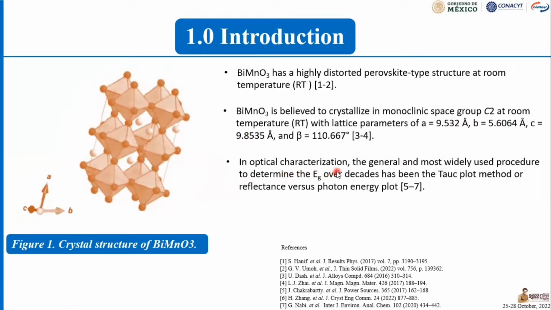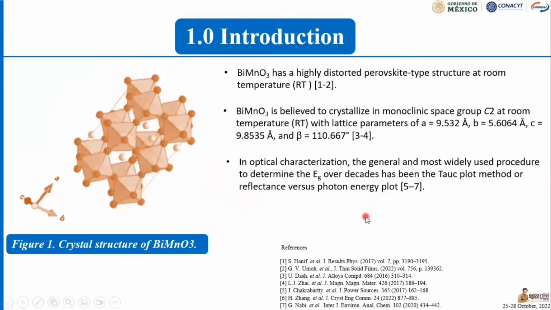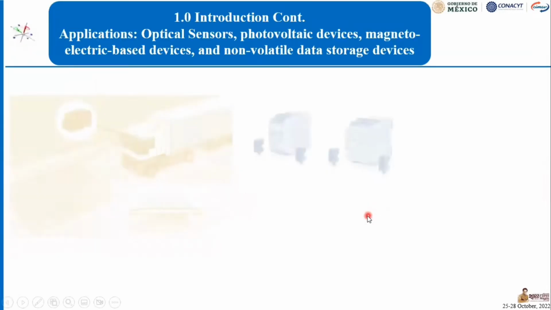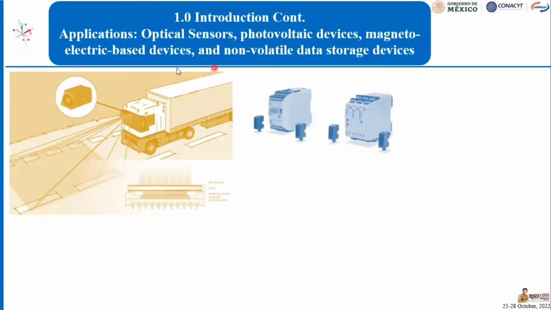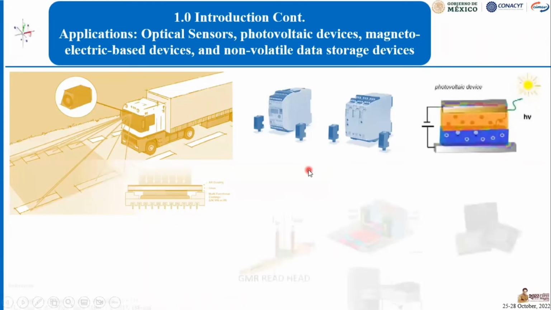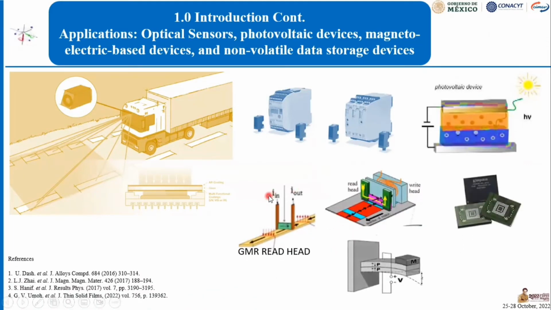In optical characterization, the general and most widely used procedure to determine the band gap over decades has been the Tauc plot method or the reflectance versus photon energy plot. But today, we will look at another method of determining the band gap. Bismuth manganese oxide has found its potential in optical sensors, photovoltaic devices, magnetoelectronic-based devices, and non-volatile data storage memory.